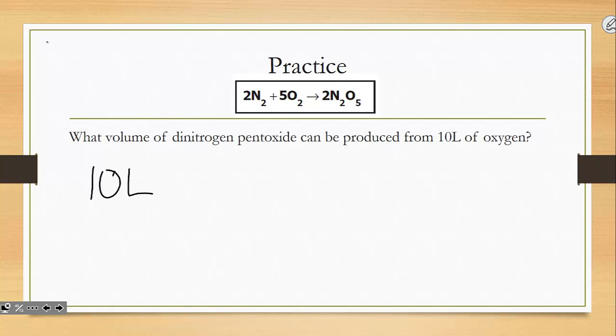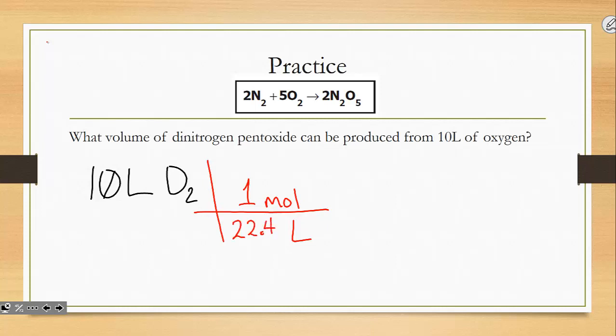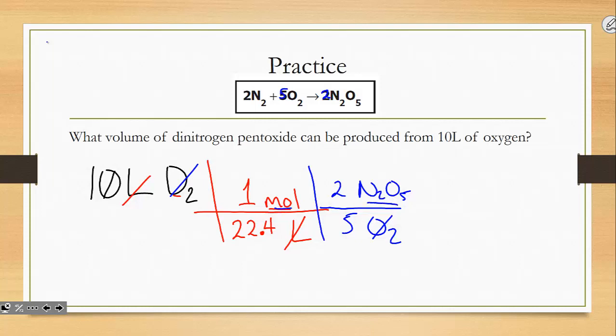If we set up our factor label method, 10 liters of oxygen. The first thing in our factor label method is to convert from any unit to moles, because in order to use our mole to mole ratio from the balanced equation, you must be in moles. For every 1 mole, there are 22.4 liters of a gas at standard temperature and pressure. Liters will cancel out, leaving me with moles of oxygen. Once I'm in moles, I can use the balanced chemical equation that for every 5 oxygens, there are 2 dinitrogen pentoxides, thus canceling out oxygen, leaving me with moles of dinitrogen pentoxide.